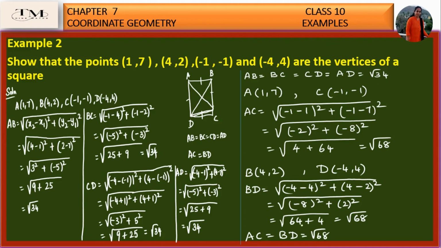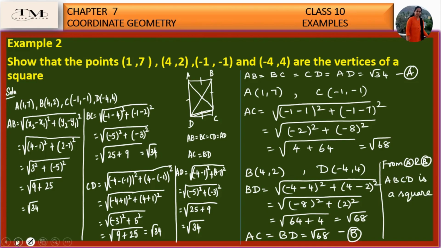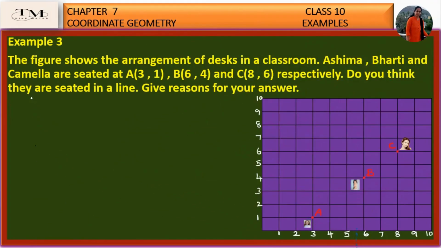So all sides are equal and diagonals are equal. So this is A and this is B. So if we keep this as A and B, ABCD is a square. Okay children, I hope you can understand. So moving on to the next example in the next page.